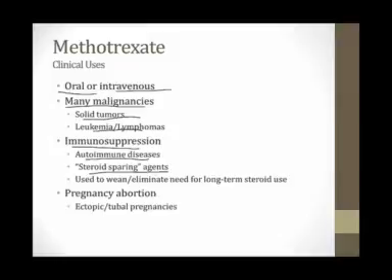This is a drug that can be used to wean or eliminate the need for long-term steroid use in patients with autoimmune diseases. Long-term steroid use carries a risk for many side effects, so patients are often weaned off of steroids and transitioned to drugs like methotrexate so that they don't need to take the steroids. Methotrexate can also be used to cause a pregnancy abortion, especially in cases of ectopic and tubal pregnancies.